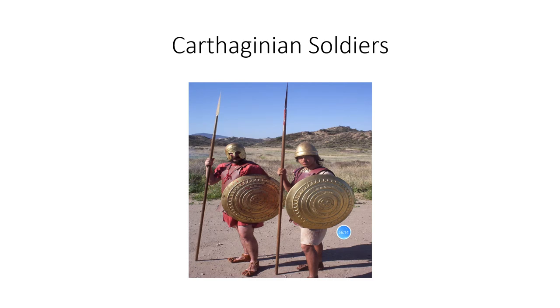These reenactors show you what the Carthaginian soldiers look like, a little bit like the hoplites. You can see they have armor, they have shields, not as big. They have spears and helmet protection. Pretty decent infantry, not the best infantry in the world, but they're solid according to the ancient accounts.